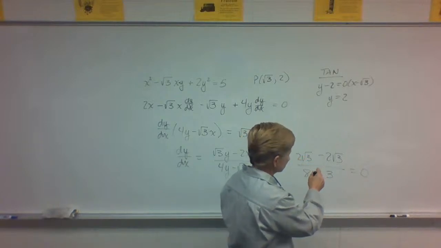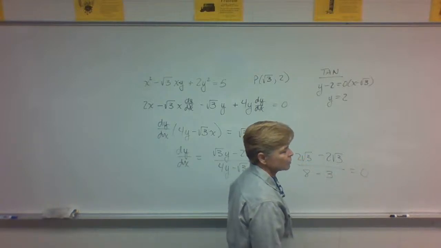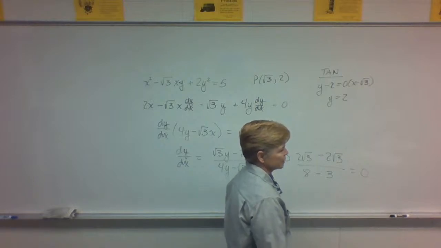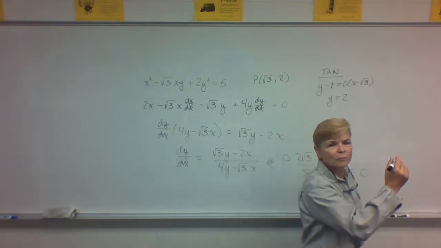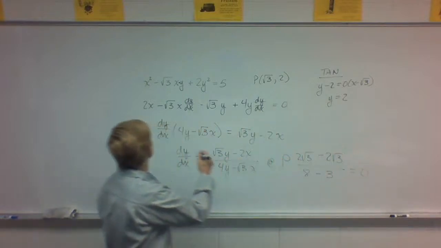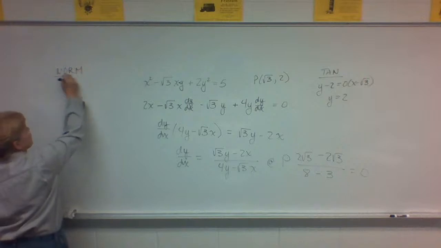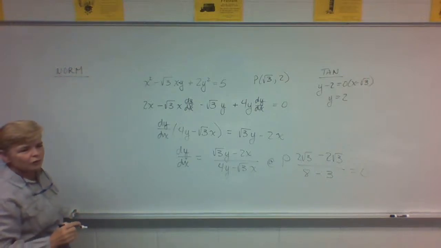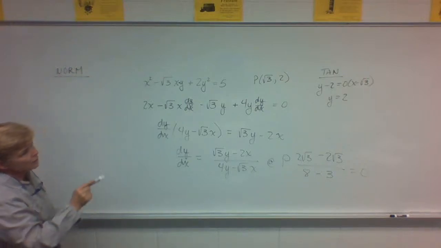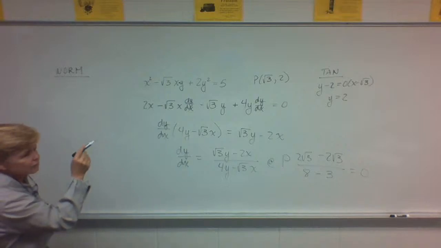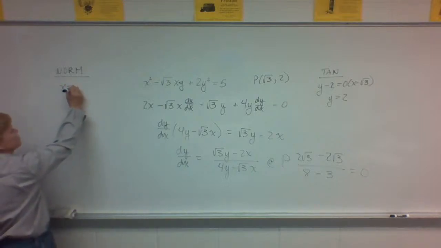How do you find the reciprocal and change the sign of 0? The answer is you don't. It's undefined. So to do the normal line, you've got to understand the normal line has an undefined slope, which means it's vertical and goes through that point. That's x equals root 3.